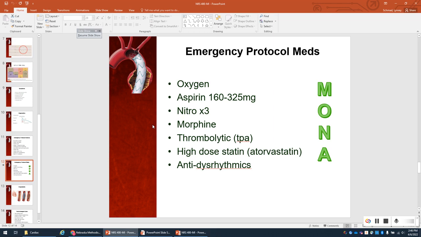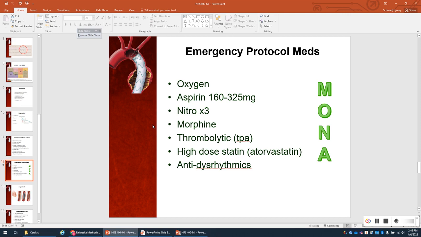Next, we're going to talk about emergency protocol meds. So I don't know if you've heard the term MONA. That's a good acronym to remember: morphine, oxygen, nitro, aspirin for your chest pain patients. So oxygen, usually we'll put them on nasal cannula or a non-rebreather to keep their O2 sats above 90. Aspirin will be given usually by chewable tablets, 160 to 325 milligrams. So 81 is a baby aspirin, 325 is a full aspirin.